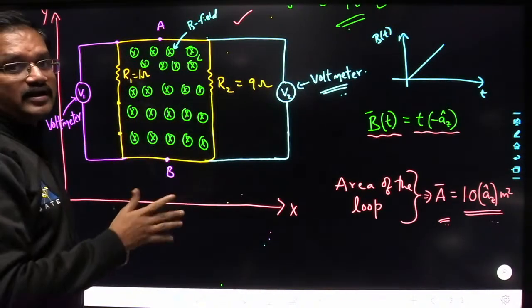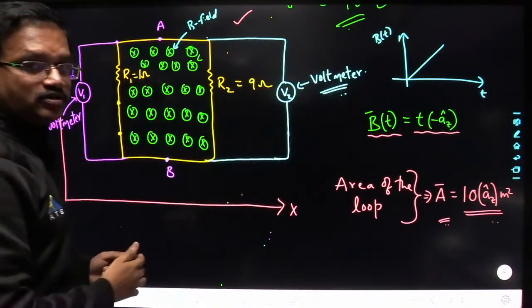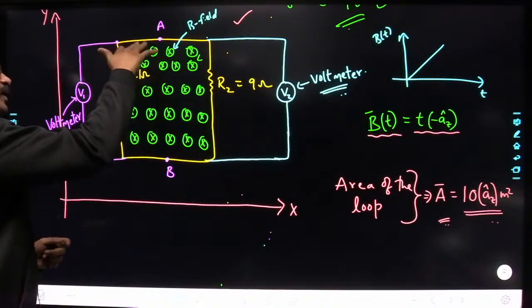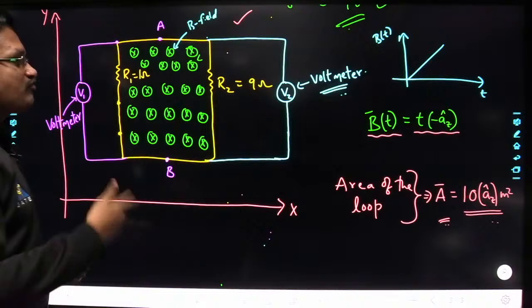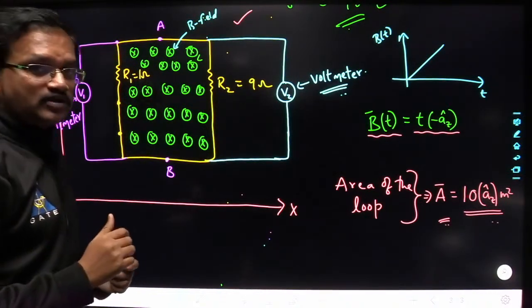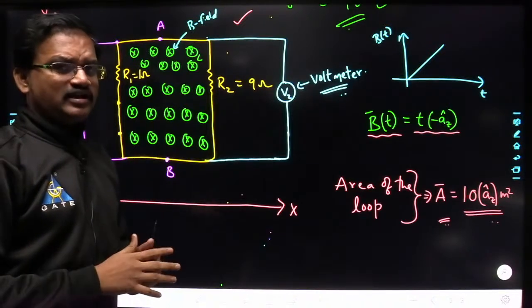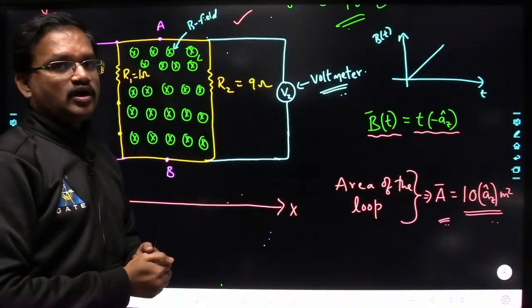Is called as magnetic flux. Understood? So since the B field is increasing with respect to time, that means the number of field lines penetrating through this loop are increasing with respect to time. So if the flux is increasing with respect to time, then we know that whenever there is a change in magnetic flux, what will happen here?